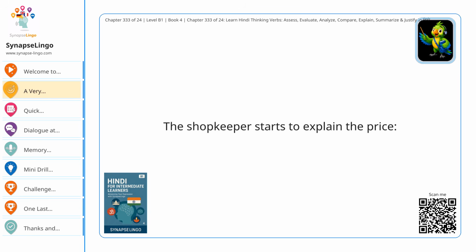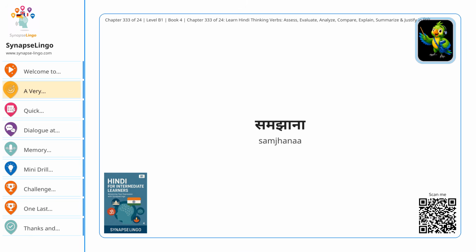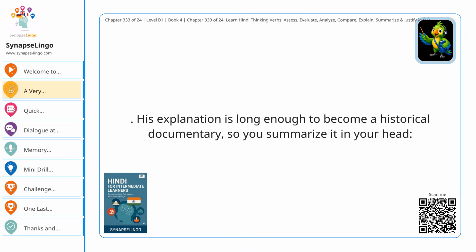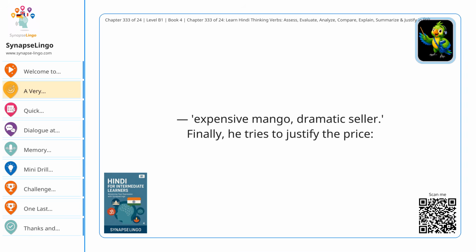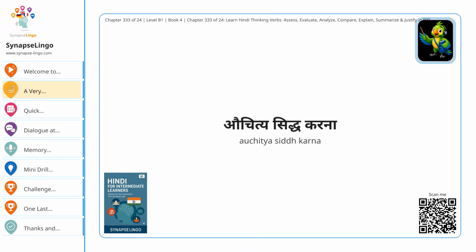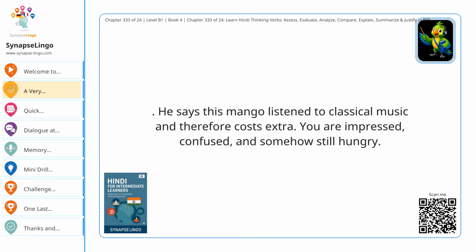The shopkeeper starts to explain the price. समझाना. His explanation is long enough to become a historical documentary, so you summarize it in your head. संक्षेप करना. Expensive mango, dramatic seller. Finally, he tries to justify the price. औचित्य सिद्ध करना. He says this mango listened to classical music and therefore costs extra. You are impressed, confused, and somehow still hungry.